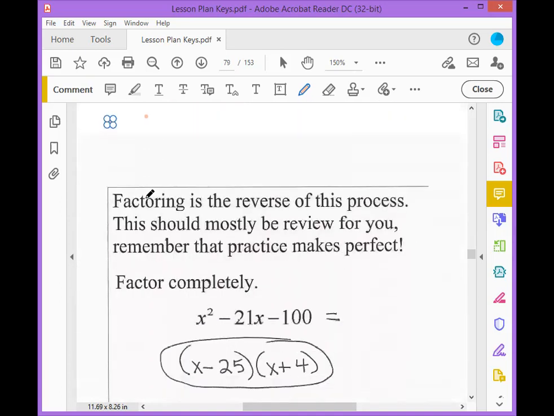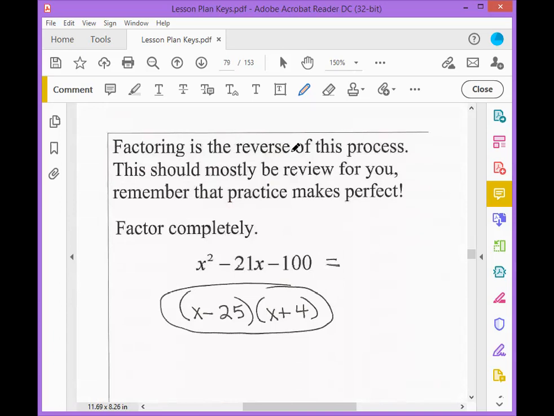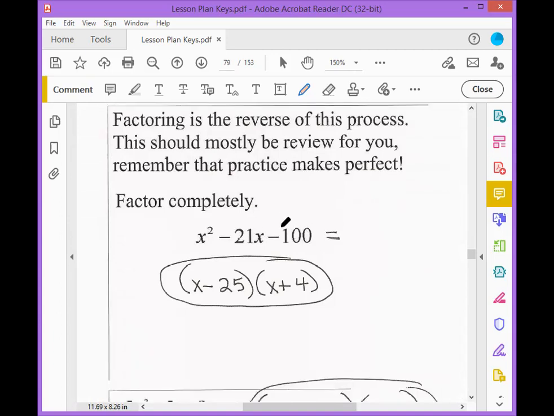All right. So factoring is the reverse process of multiplying. We just multiplied those binomials together, and factoring is us reversing that method. Now we're asked to factor completely this trinomial. What you want to do is look at your first term and your last term, and we'll factor using the two terms that multiply together to give us our first and our last term.